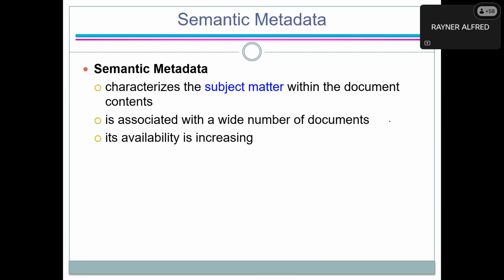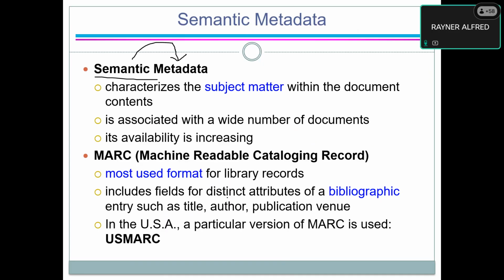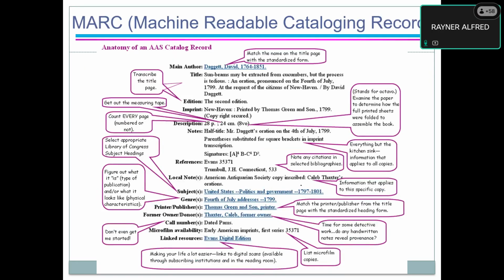So when we talk about the semantic metadata, they actually characterize the subject matter within the document. So semantic refers to the meaning of your metadata. Or for example, we have this machine readable cataloging record, in which we use this format in order for us to extract those information. So this is the author, the title, and many more.